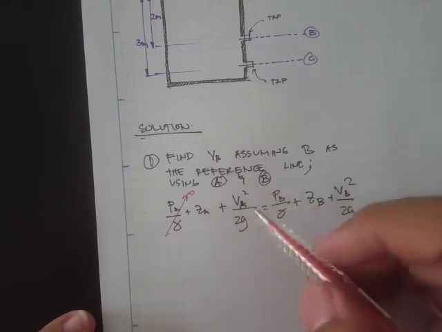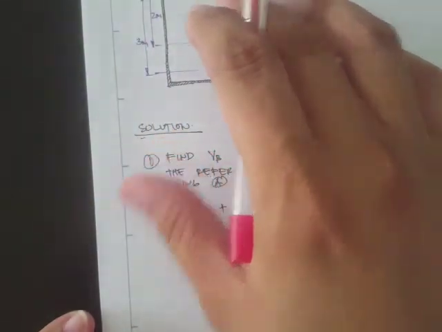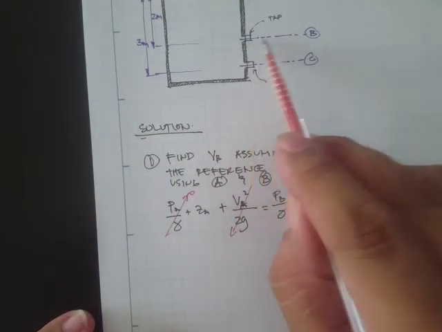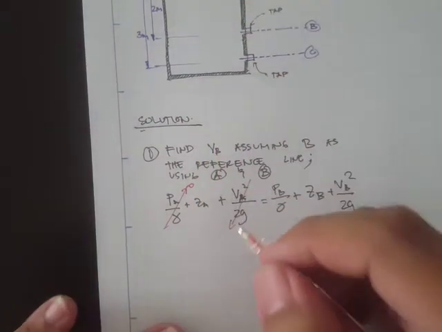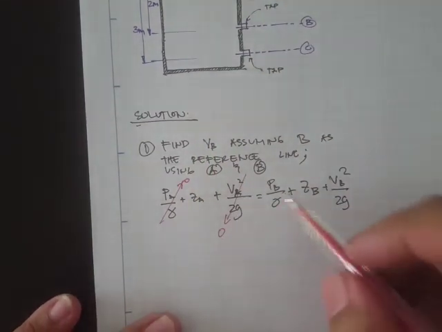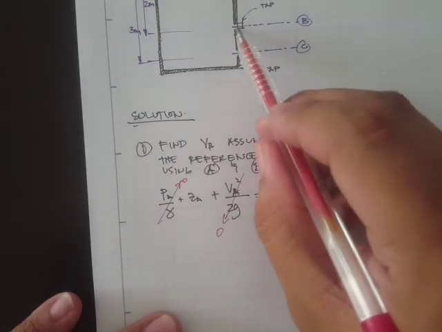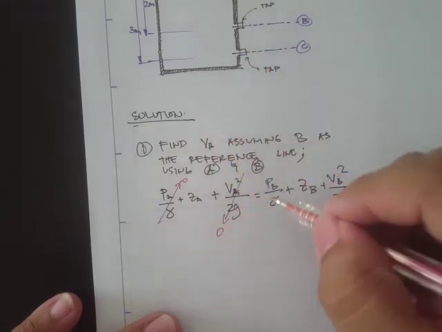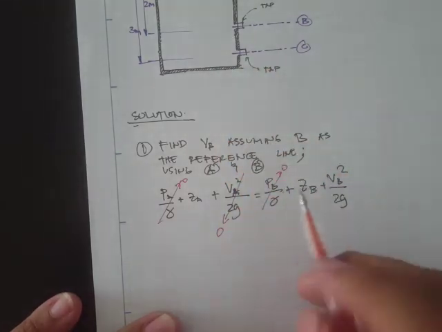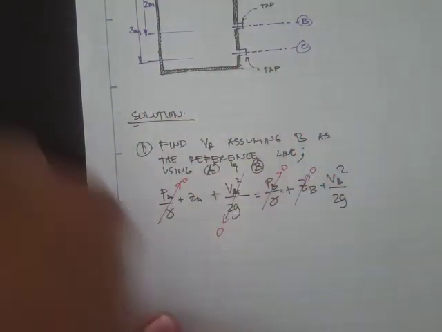And for the velocity, recall that the assumption is if we have a large tank, the cross-sectional area or the diameter is way larger than the outlet diameter, then we can just assume that this velocity right here is 0. And for the pressure at B, since this is also exposed to the atmosphere, this is just 0. And if our reference line is point B, then this elevation is also 0.